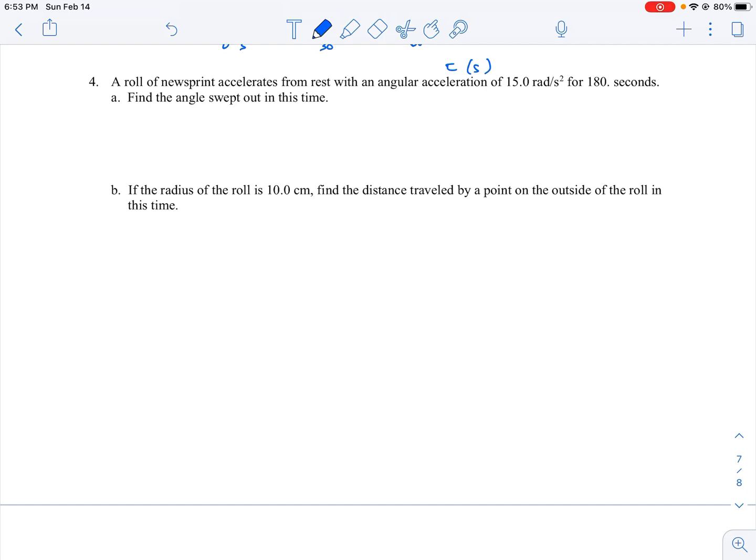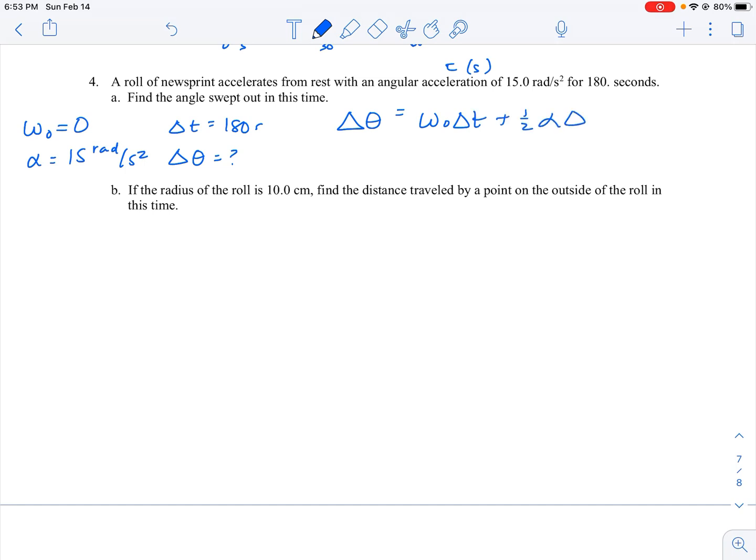Okay, one more example. A roll of newsprint accelerates from rest. Okay, that's our initial angular speed. With an angular acceleration of 15 radians per second squared, that's alpha, for 180 seconds, delta t. Find the angle swept out in this time. Okay, so here we go. Delta theta equals initial speed times time plus 1/2 alpha t squared. So this is 0 plus 1/2 times 15 times 180 squared.